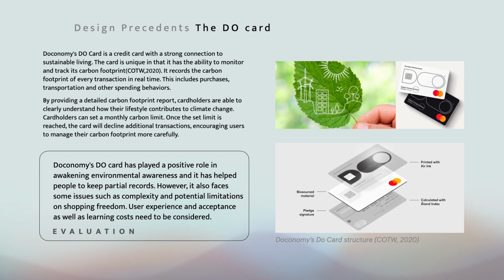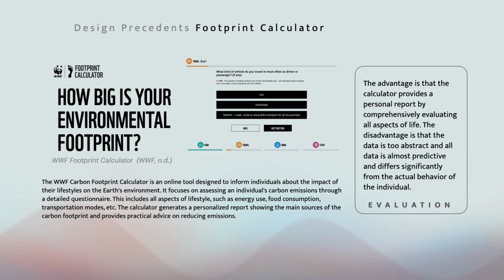My first precedent analysis is due card. Users can set a monthly carbon emission quota, and their carbon emissions will be recorded when they use it. The disadvantage is that it can only record carbon emissions from consumption behaviors. My second precedent is footprint calculator, a calculator where people can calculate their own carbon footprint by entering their actions. It involves more aspects, but this is a very abstract calculation.